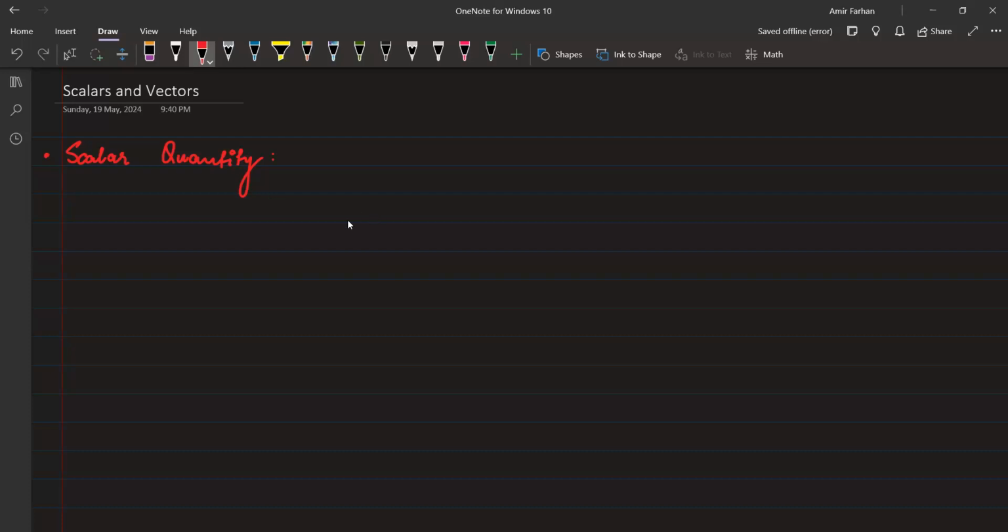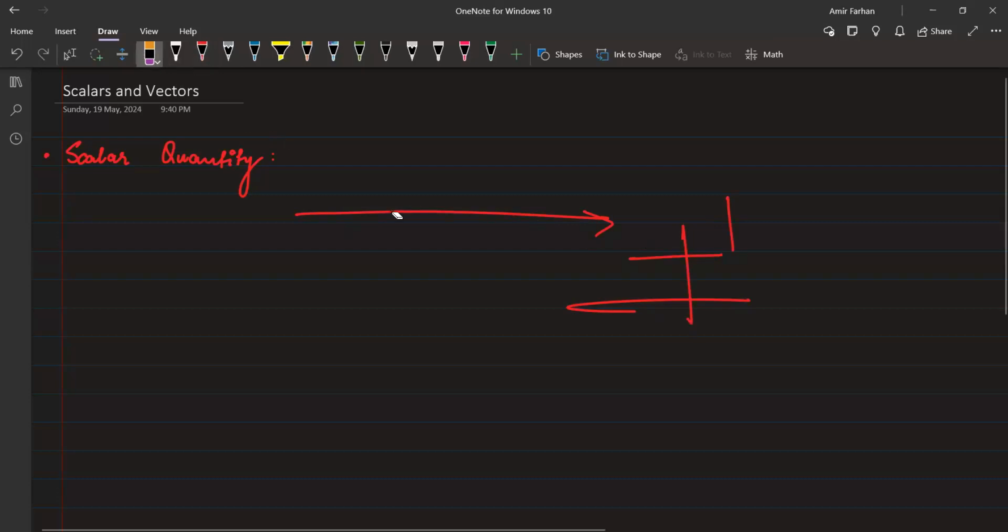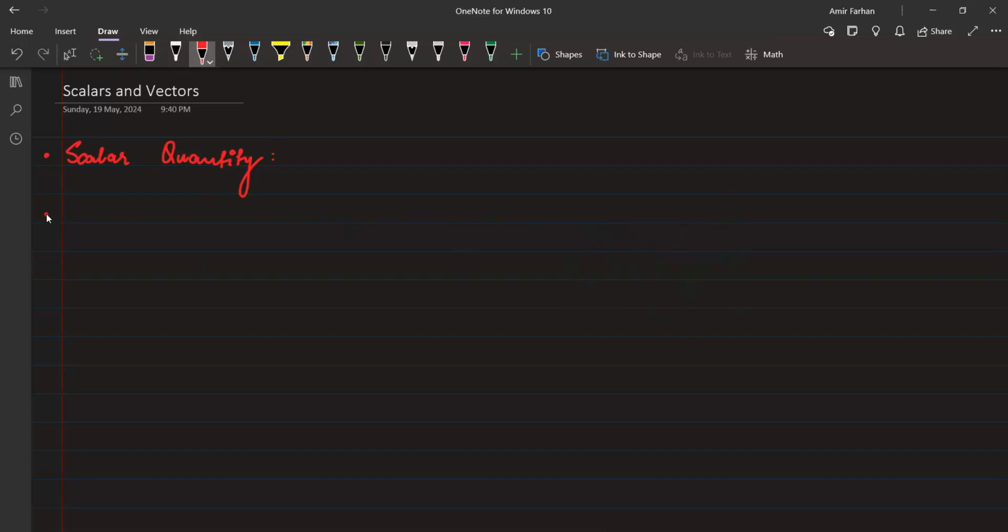It means that if I say the car is going in a straight line, is there any direction involved in this statement, Ayaan? No, only a straight line. A straight line could be anywhere, like this, like this, like this. No direction is involved. So majorly scalar quantities travel in a straight line.